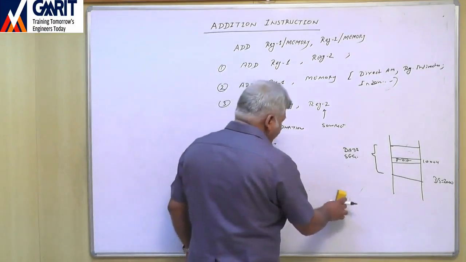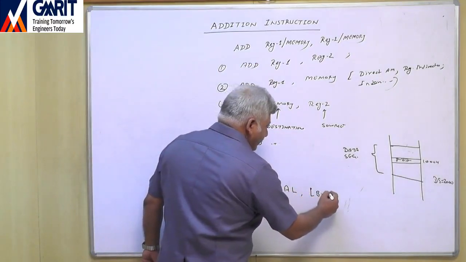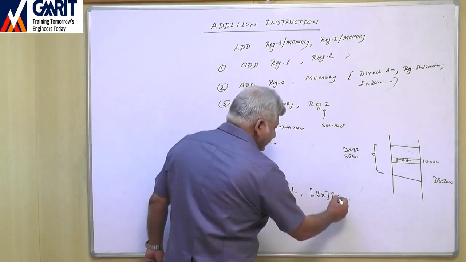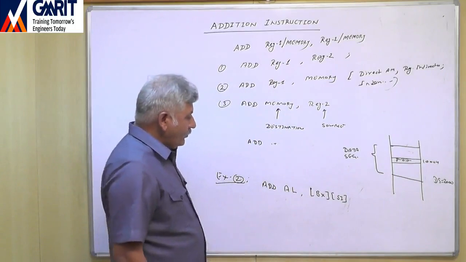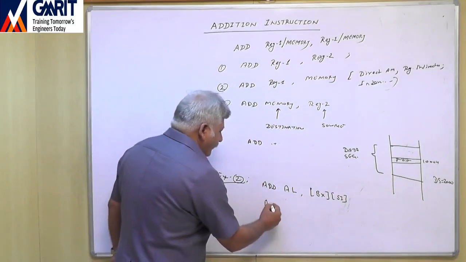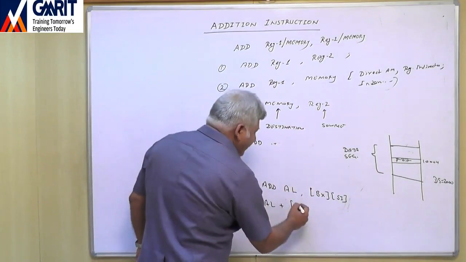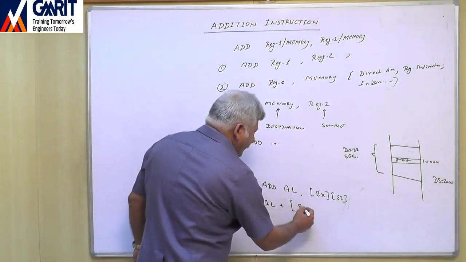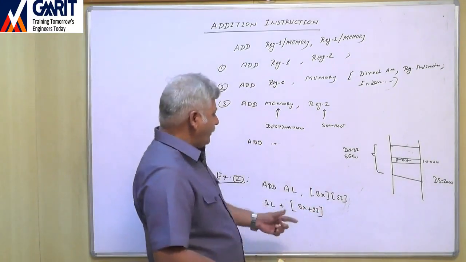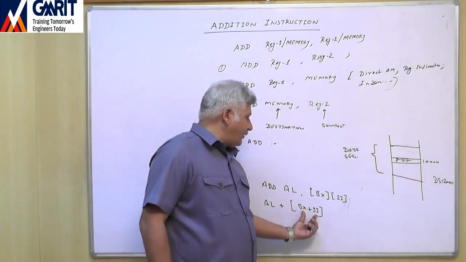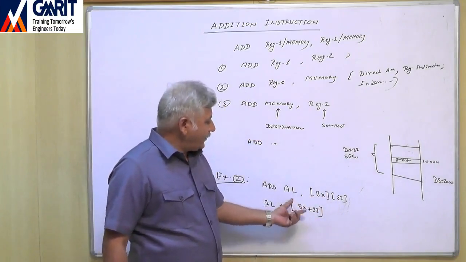We can use base index addressing mode also, BX plus SI. So now the content of AL will be added with the data whose offset address is BX plus SI, right? The offset address of our data in memory is calculated by adding the value of BX with SI, and this is in the data segment.